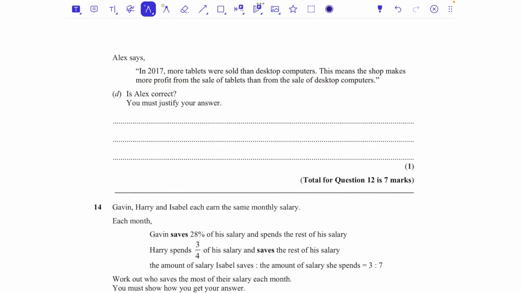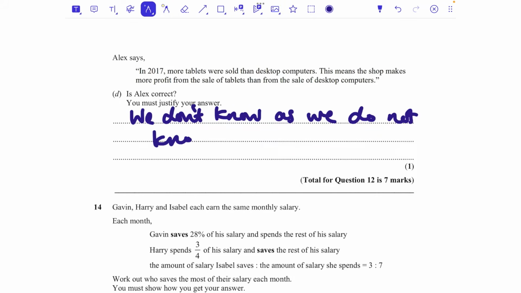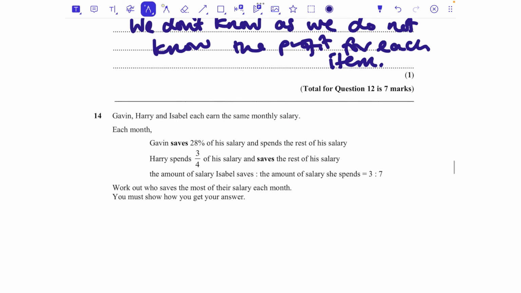So we don't know, as we do not know the profit for each item. You could make way more money on a desktop computer, so we don't know.